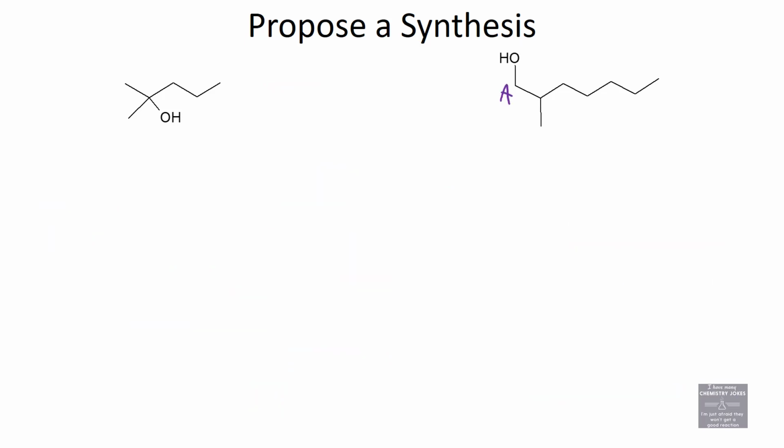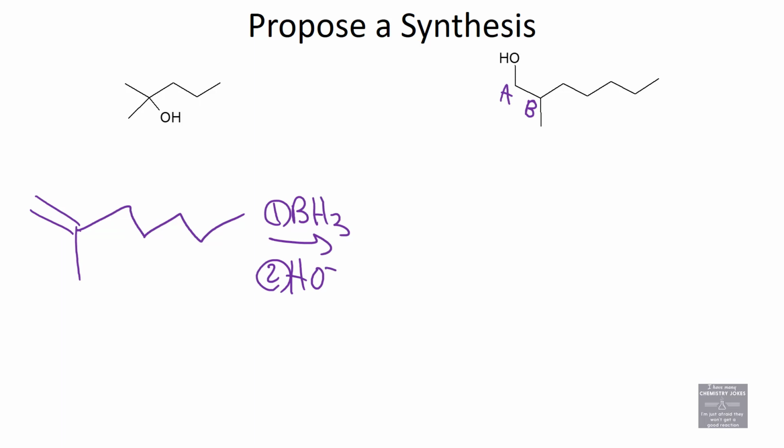What if I want to make the alcohol on the right? Well, that's going to involve the carbon that the alcohol is on and the neighboring carbon. That means there's only one choice of alkene to make this guy on the right, and it's that alkene. That alkene plus boron stuff, then hydroxide and peroxide, will give me the alcohol I was trying to make.